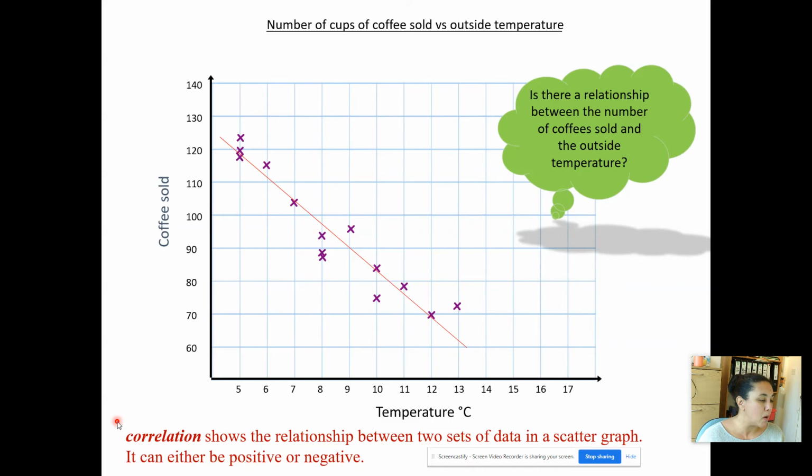It can either be positive or negative. So my 2 sets of data here are the numbers of coffees sold and the temperature in degrees Celsius. So it says here it can either be positive or negative. Let's see what that means on the next slide.